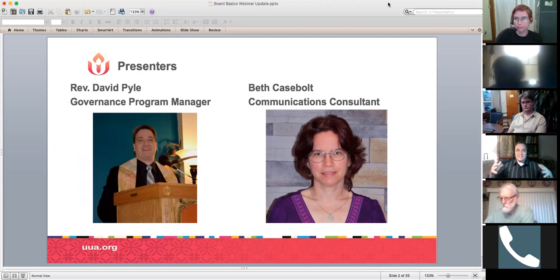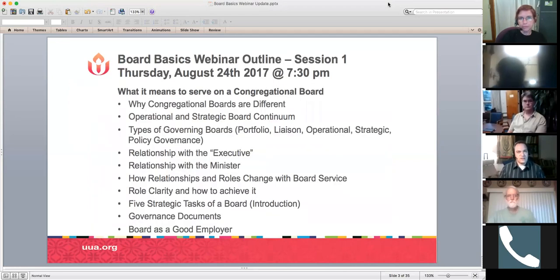So this session is focused on the question of what it means to serve on a congregational board. This is the more heavy theory section. The next 2 sessions are going to be more practical application. It's going to focus on why congregational boards are different from other kinds of boards, like corporate boards, academic boards, and nonprofit boards. What's the operational and strategic board continuum? Because not all of our congregational boards are the same.